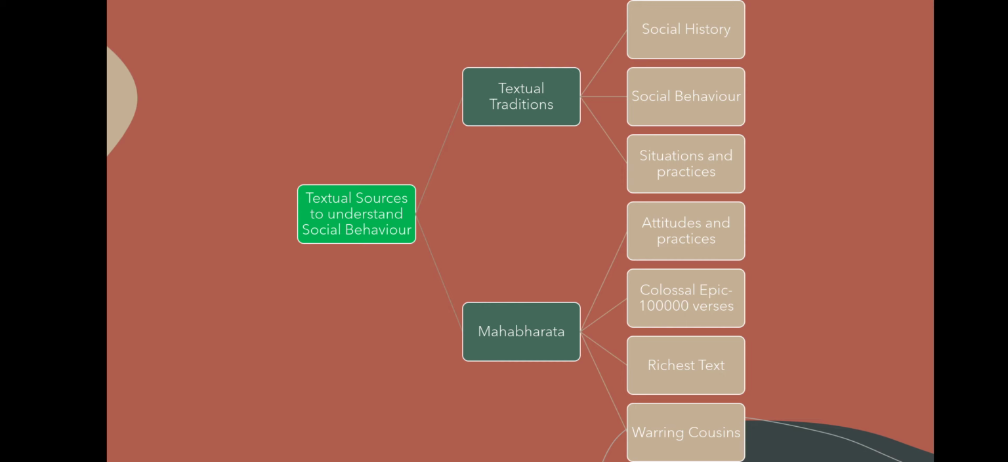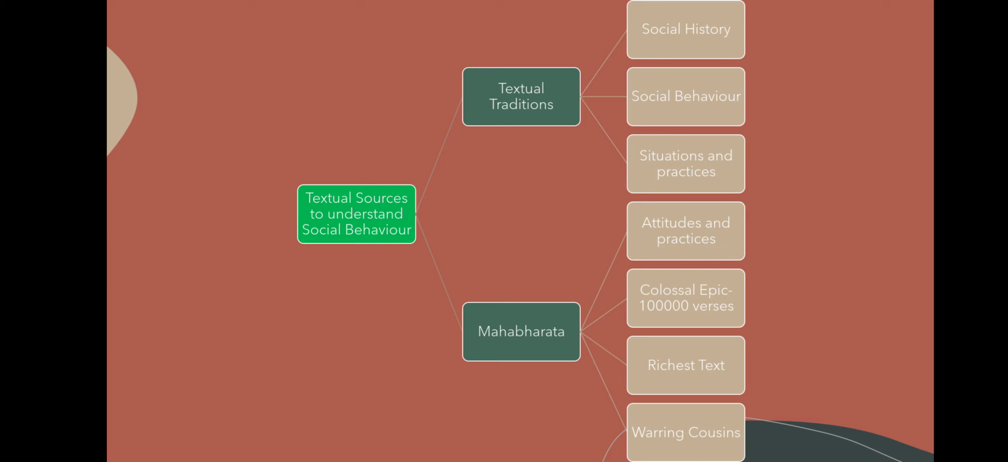or the social classes. And in this regard, we have Mahabharata as a textual source which tells us about attitudes and practices, the attitudes of Kshatriyas, the attitudes of the warriors, and the people. And we are all aware that it is a colossal epic, a very big epic.